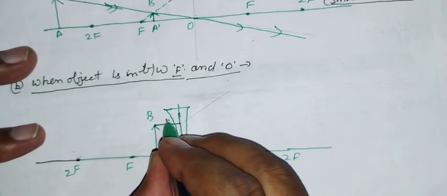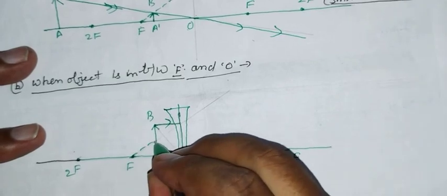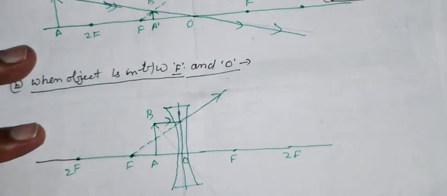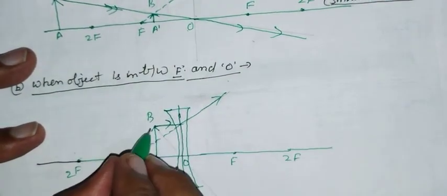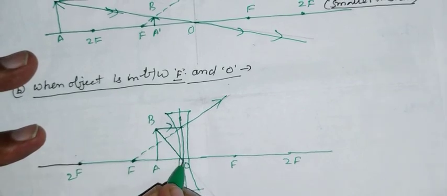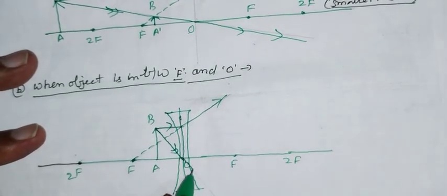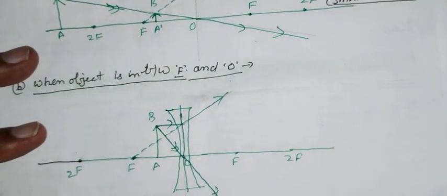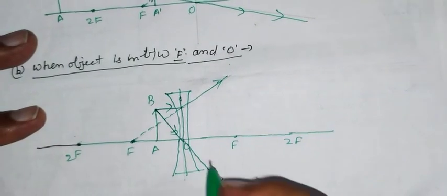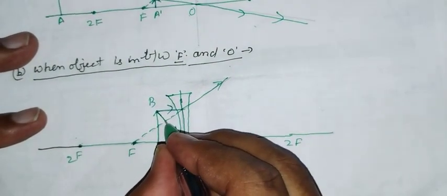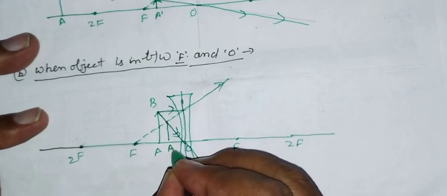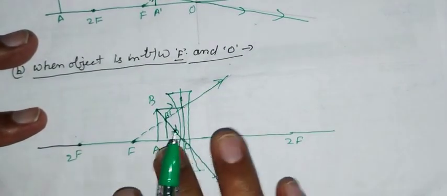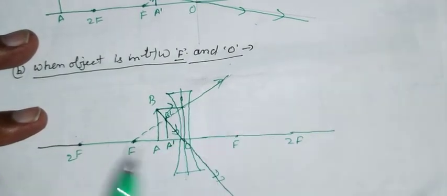First ray parallel to the principal axis seems to come, diverges in this direction, seems to come from the focus. First ray goes. Second ray passing through the optical center is undeviated. It is in this direction. These two rays cannot meet. So where these two intersect, A dash, B dash, a smaller image is formed in between O and F.